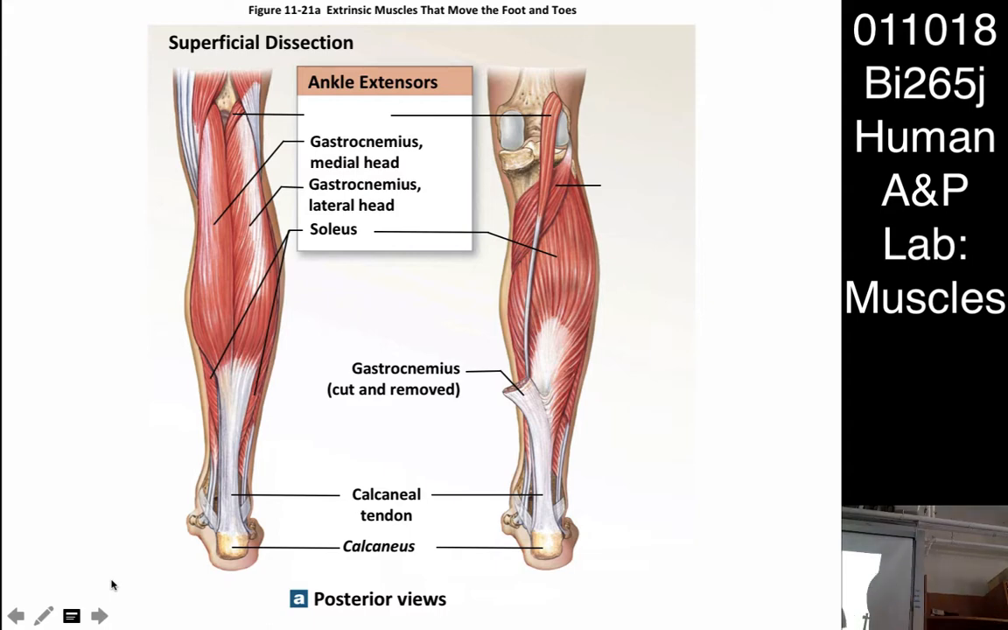It doesn't really look like a stomach here, but if you were to cut the tendon or if you contract it strongly, you would see that it kind of folds up into a stomach shape. This is for the extension of the foot. This is what helps you stand on your toes. If you were to remove the gastrocnemius, you would see a larger muscle beneath it called the soleus. Now, the bulk of your calf is actually soleus, right?